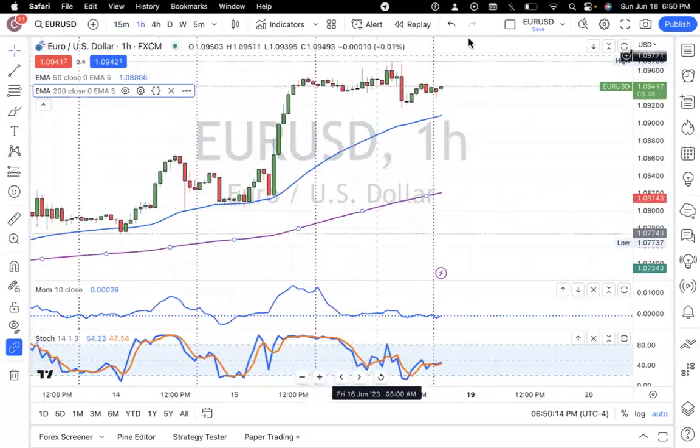Oh, here's another good example of a bullish engulfing. Right here, once you see it, you can't unsee it. This candle swallowed this candle. It's above both EMAs. This is facing up. This is facing up. That would have been a great buy opportunity.